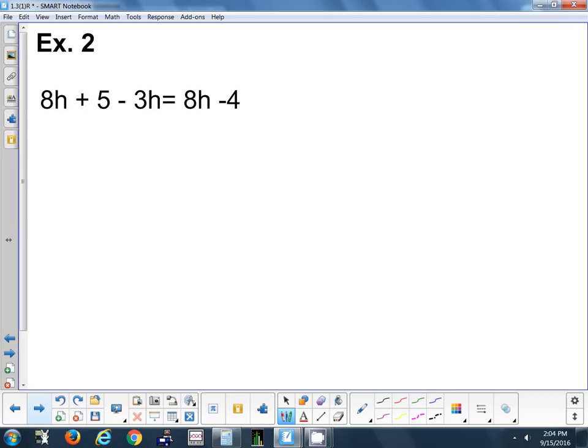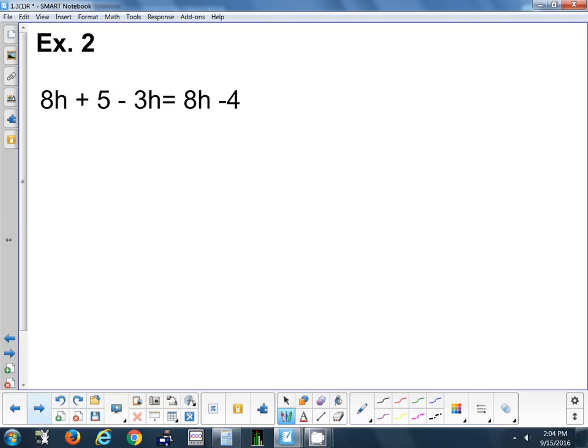Yeah, we're going to have to combine like terms right away. We didn't have to do any simplifying in the last one. There were no like terms on the same side. This time there are. Who can tell me on what side I have some like terms? Liam? Yep, on the left.